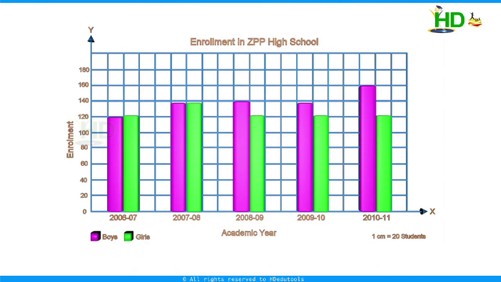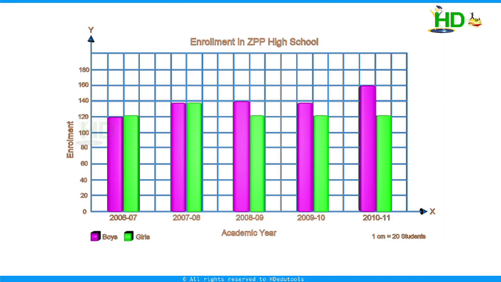Now let us learn another type of bar graph. See this example. This is a graph which gives the total enrollment of boys and girls in a school. Answer the following questions. In this graph, this color represents the boys and this color represents the girls. Along the x-axis, different academic years are taken. Along the y-axis, the number of students enrolled is taken. Here 1 centimeter is equal to 20 students is the scale.